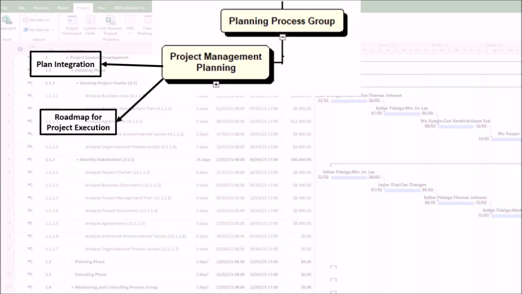2. It provides a roadmap for project execution. The project management plan defines how the project will be executed, monitored, controlled, and closed. It serves as a reference point for the project team and stakeholders throughout the project lifecycle. 3. It establishes baselines for performance measurement. The project management plan establishes scope, schedule, and cost baselines, which are used to measure project performance during monitoring and control. It helps identify variances and take corrective actions.